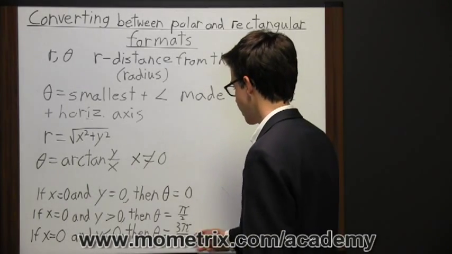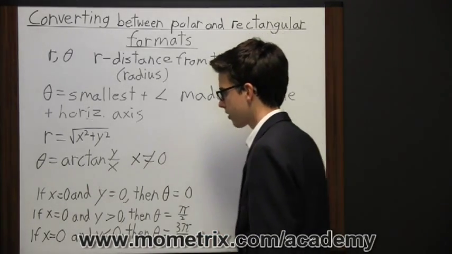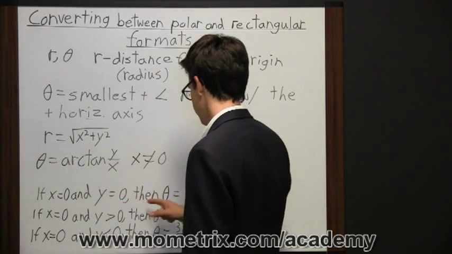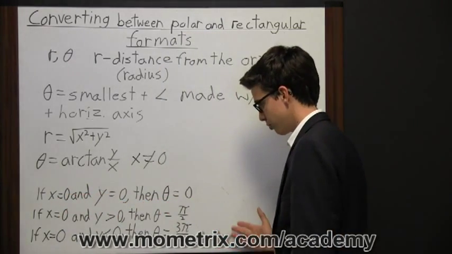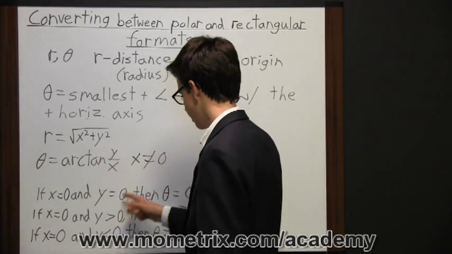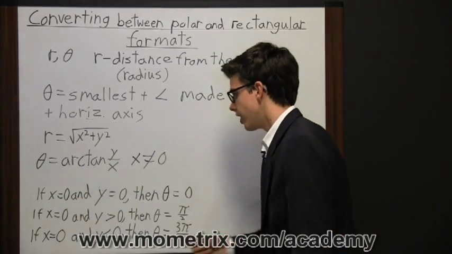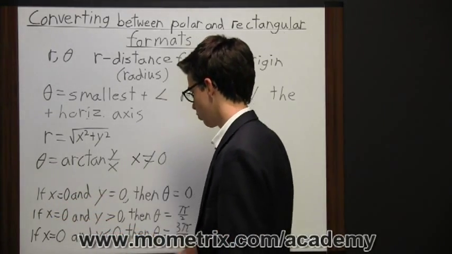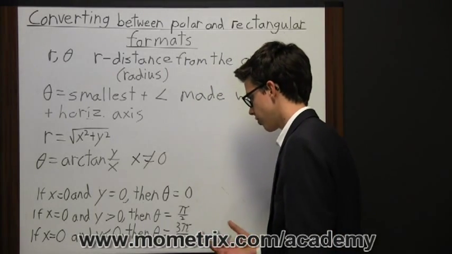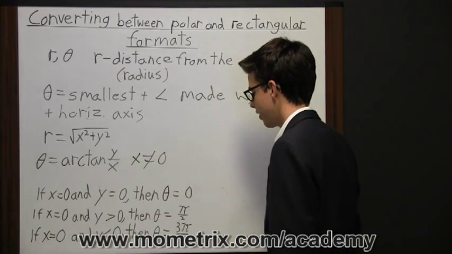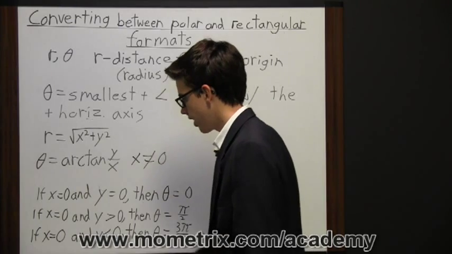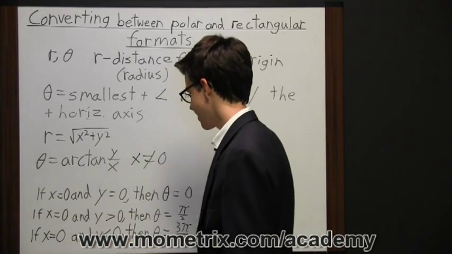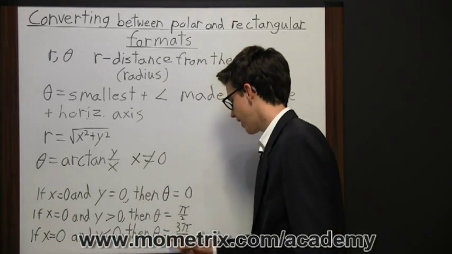In that case, there's three different scenarios that can be played out. If both x and y equal 0, then theta equals 0. That's pretty easy to remember. If we're dealing with 0 and 0, then we're going to get 0. If x equals 0 and y is greater than 0, meaning it's larger than 0, then theta is going to equal pi divided by 2. And finally, if x equals 0 and y is less than 0, meaning it's negative, then theta equals 3 pi divided by 2.